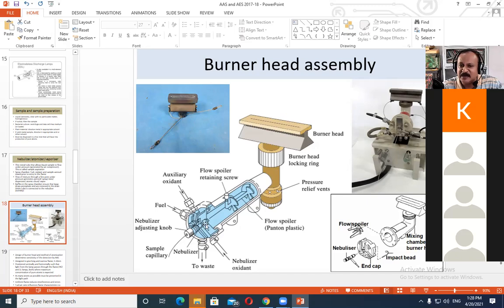This is the nebulizer, this part. At the end of the nebulizer there is a very, very fine pore, and through this fine pore, with a lot of pressure, your sample is going to go inside this particular chamber. Because of that, the sample will be dispersed, because the pressure is very high and the pore size is very small, and therefore the sample will be sprayed into the spray chamber.